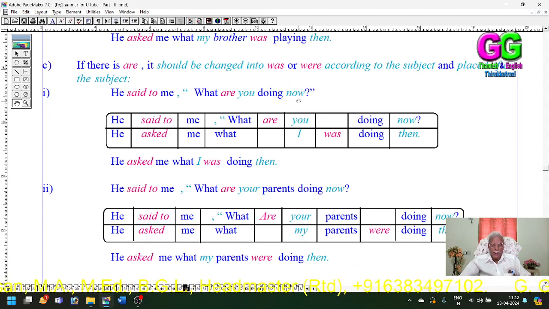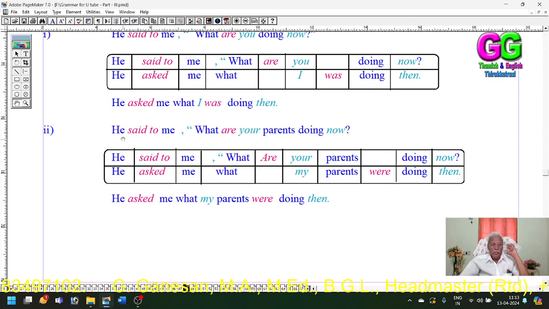He said to me, what are you studying now? Said to is changed to asked, what. Here, you refers to me. Me is the first person singular. So, you has been changed into I. That is, the subject of the indirect part is I, singular. So, are has been changed into the singular past be verb was and placed after the subject. It is because the subject of the indirect sentence is singular, that is I. Regarding doing, no change, and now has been changed into then. So, he said to me, what are you doing now? He asked me what I was doing then.